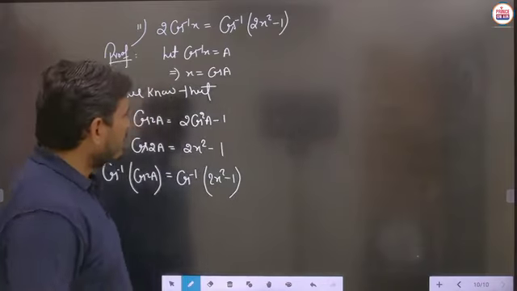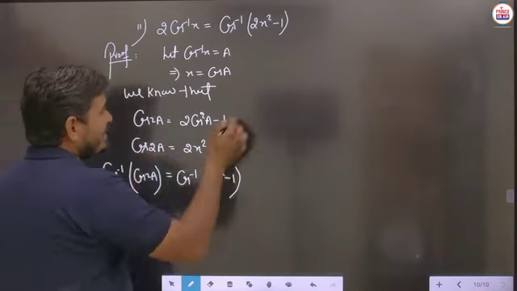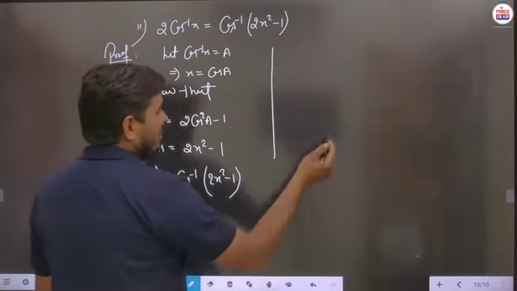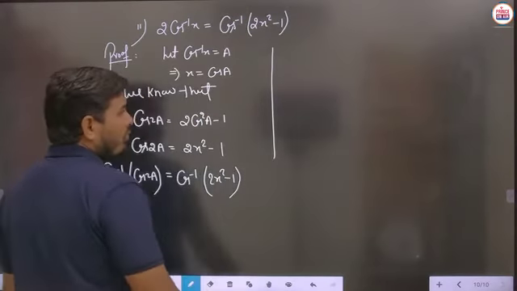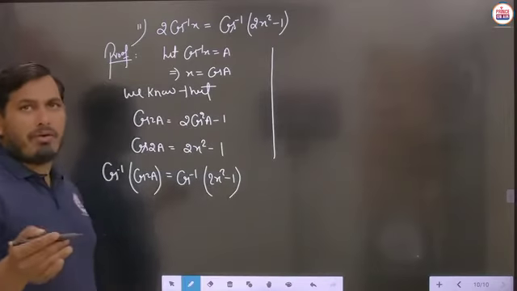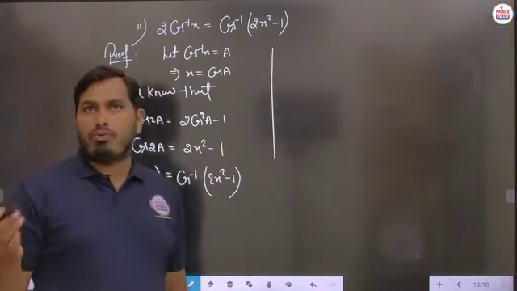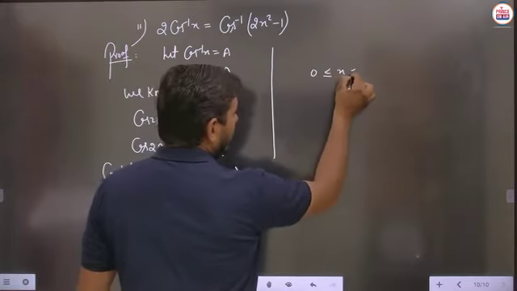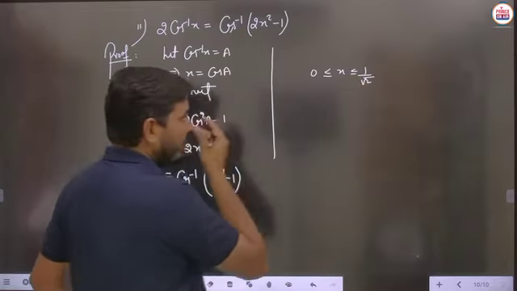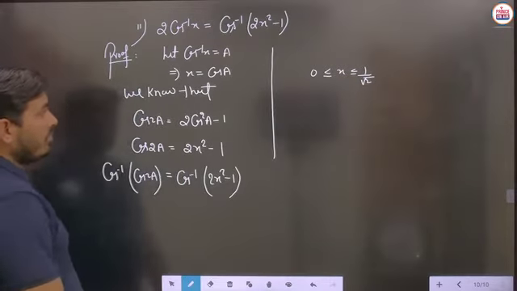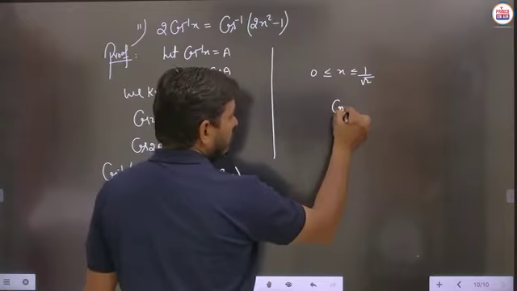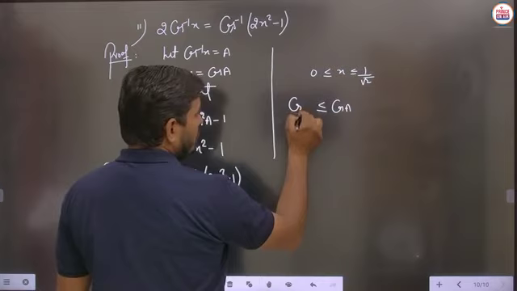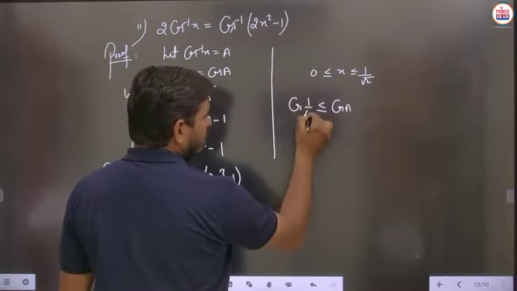of a. Suppose this a will lie from 0 to 1, or you can say that this a will lie from minus 1 by root 2 to plus 1 by root 2, suppose 0 to 1 by root 2. Suppose this x should lie in this interval. So definitely x is what? Cos A. X is what? Cos A.